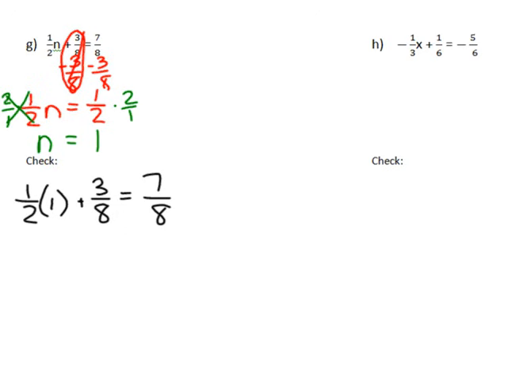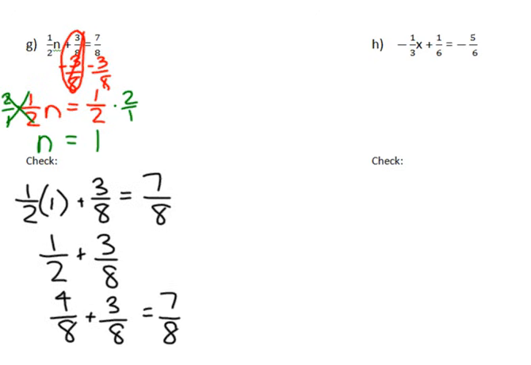So 1/2 times 1 is 1/2. And 1/2 can also be rewritten as 4/8. And 4/8 plus 3/8 is equal to 7/8, so that will work.